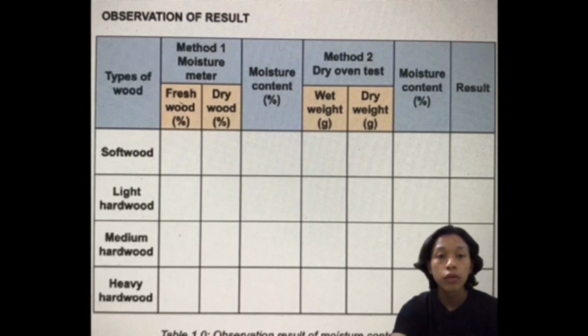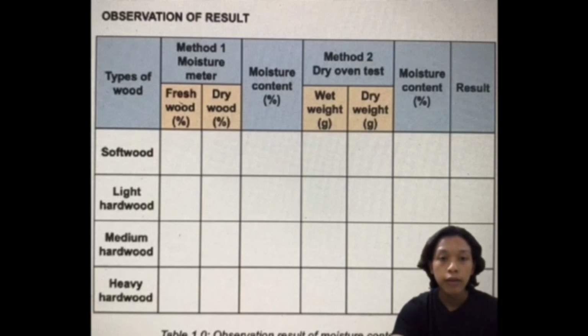Lastly, we go through observation and result. After we complete the calculation, we need to fill in the data table for each type of wood. Example types of wood are softwood, light hardwood, medium hardwood, and heavy hardwood. Next, in the data table we have method 1, that is the moisture meter. Method 2 is the dry oven.